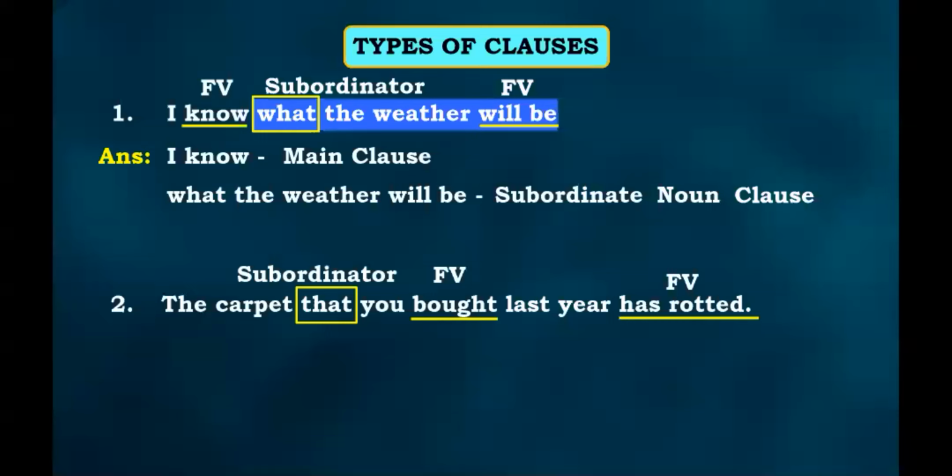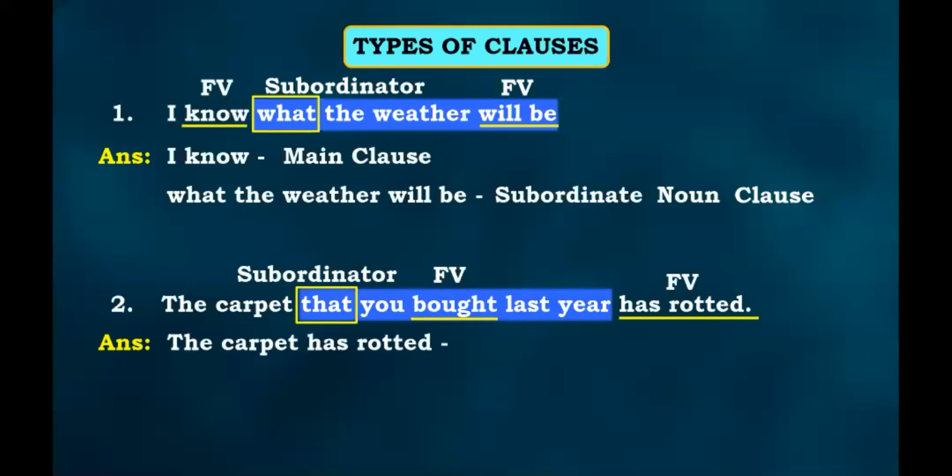Can the carpet be my main clause? So the carpet main clause, that you bought last year has rotten subordinate clause. Is that correct? No. Why? Very good students. Very proud of you guys. Correct. So the carpet is a noun. I need a finite verb for a main clause to exist. So I will give the second finite verb to the main clause. So the carpet has rotten is main clause. That you bought last year is subordinate clause.